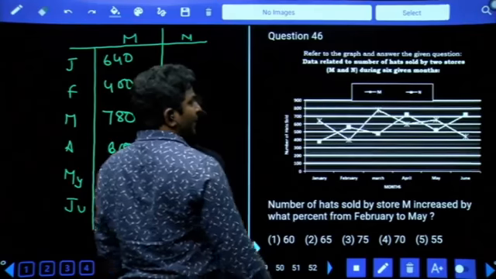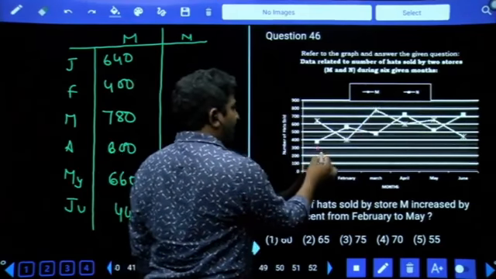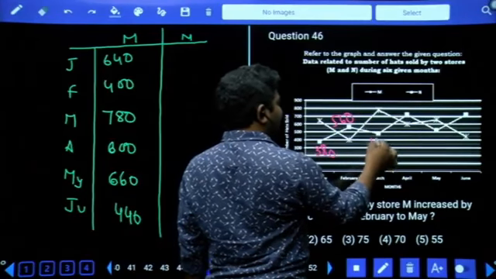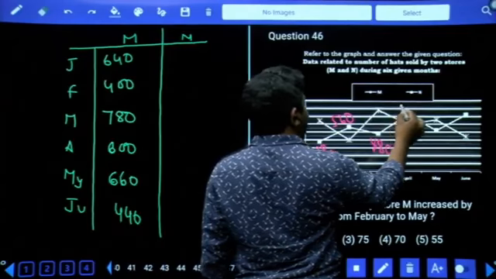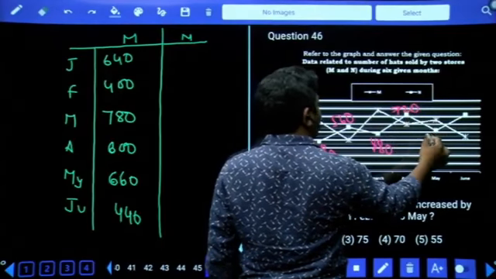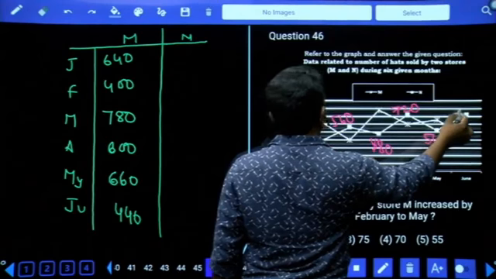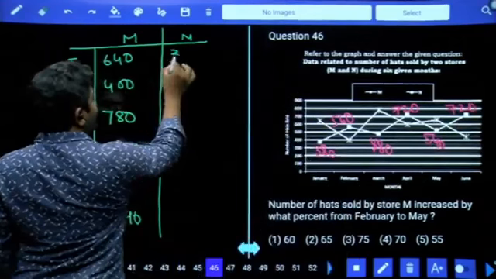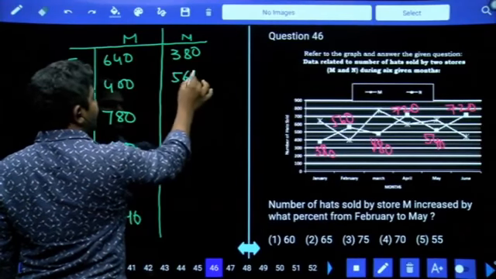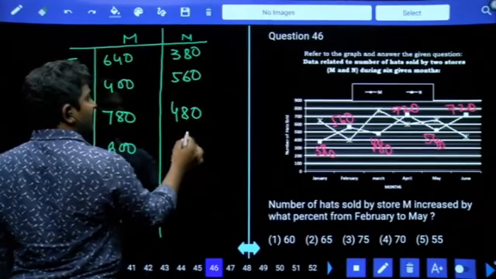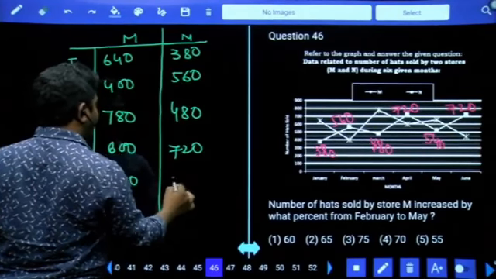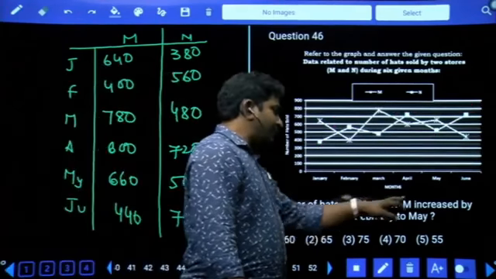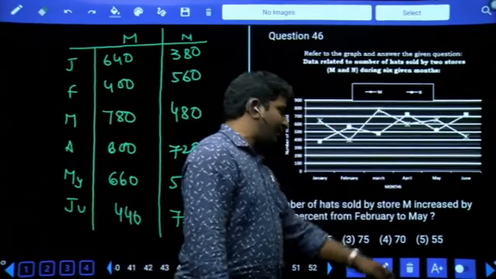And N values, here it is 380, this is 560, this is 480, 720, 540 and then 720 again. Number of hats sold by store M increased by what percentage from February to May?